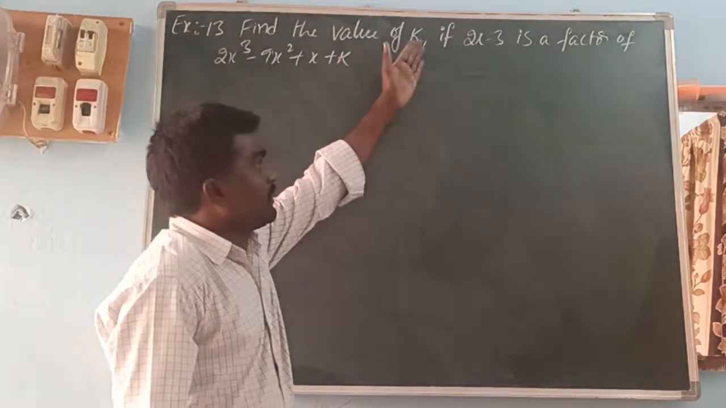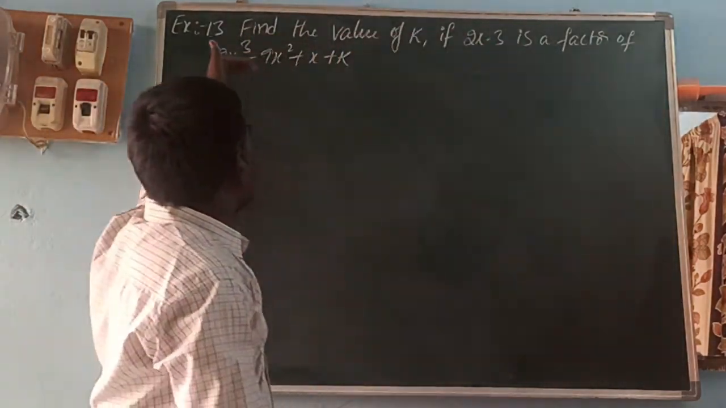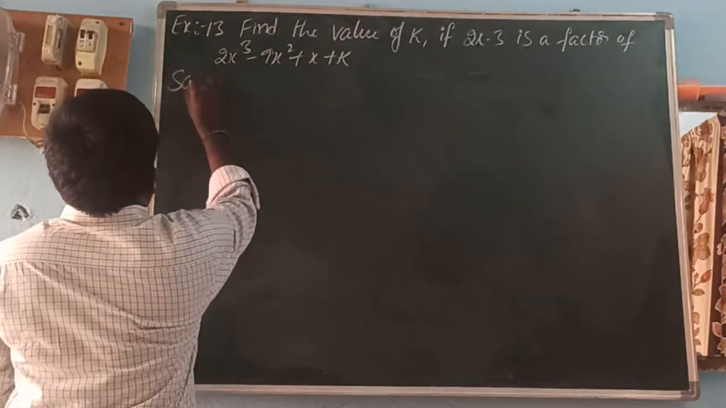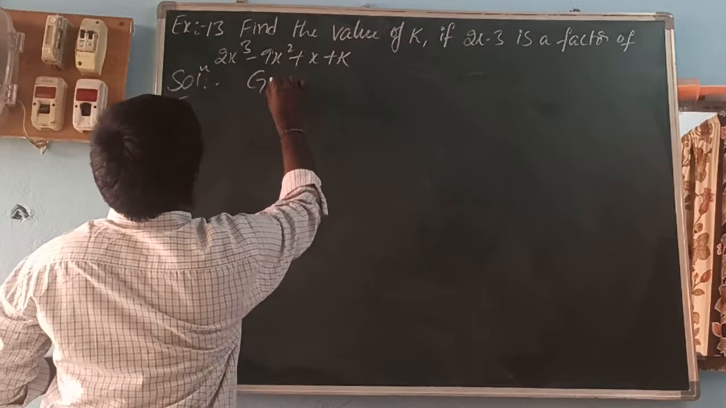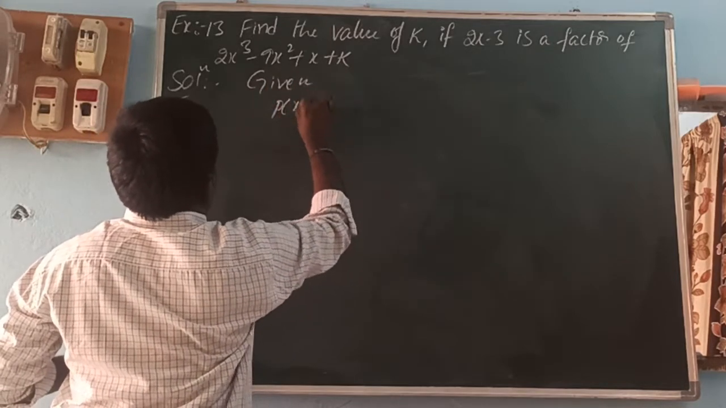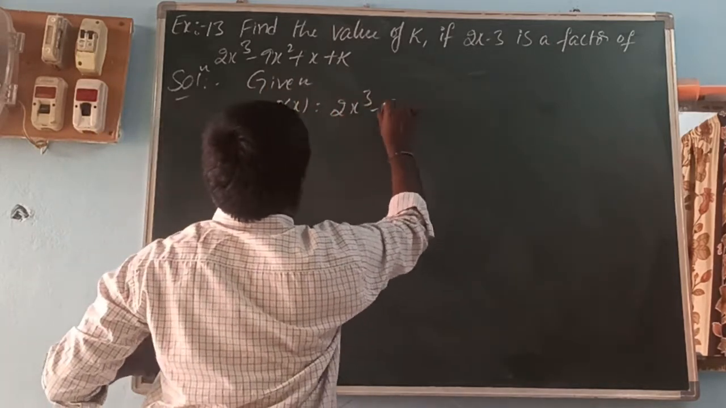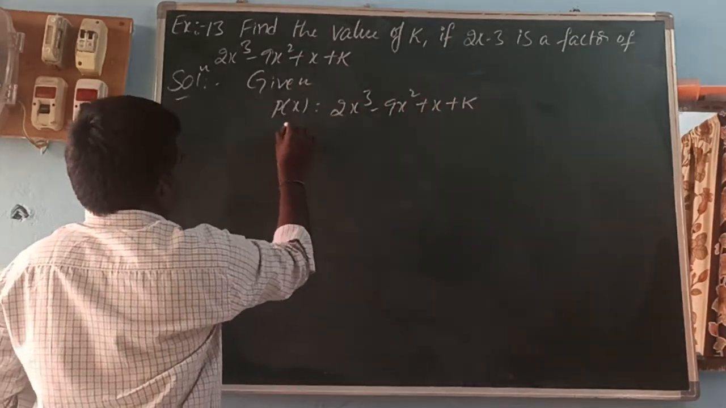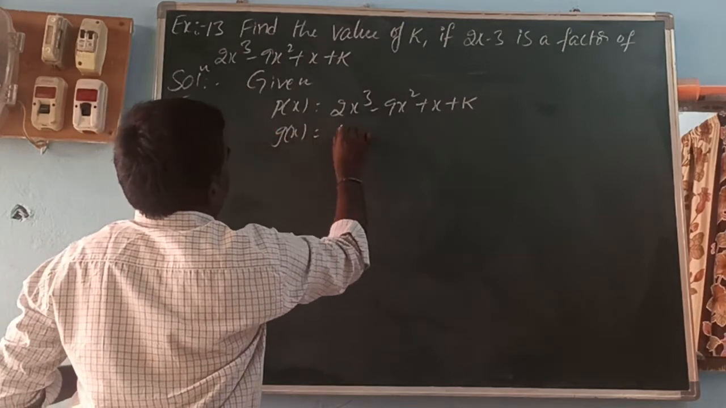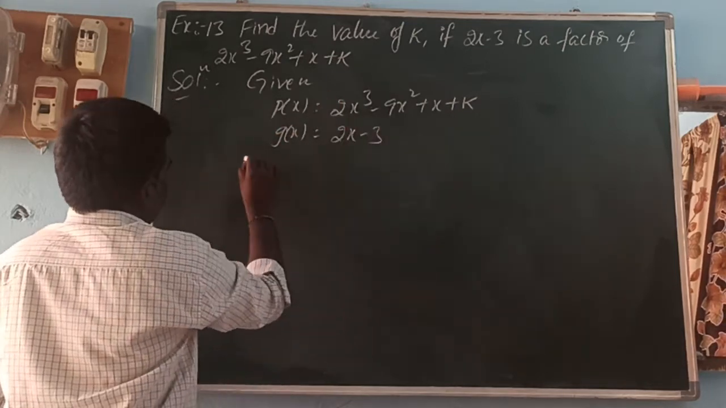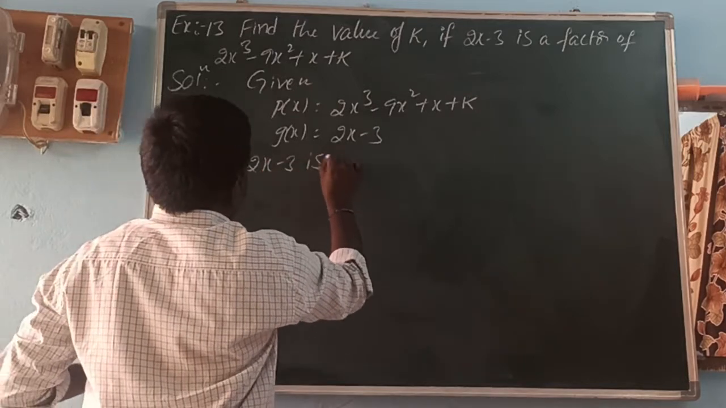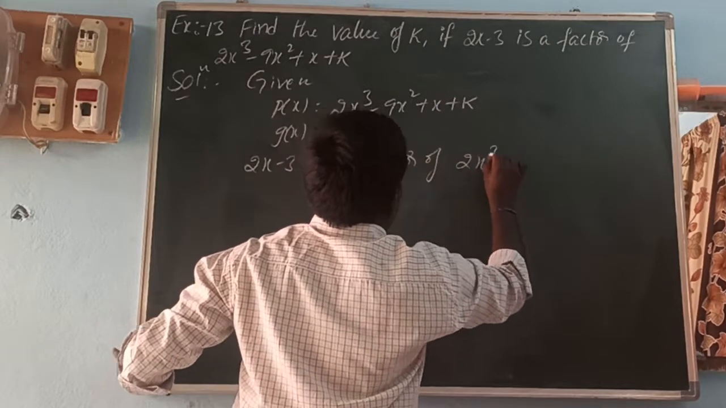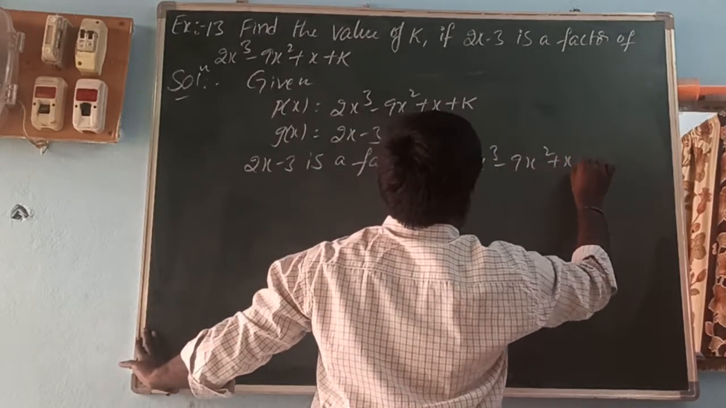Find the value of k if 2x minus 3 is a factor of the polynomial 2x cube minus 9x square plus x plus k. So here let us take p of x is equal to 2x cube minus 9x square plus x plus k. Okay, so here g of x is equal to 2x minus 3. So here 2x minus 3 is a factor of 2x cube minus 9x square plus x plus k.